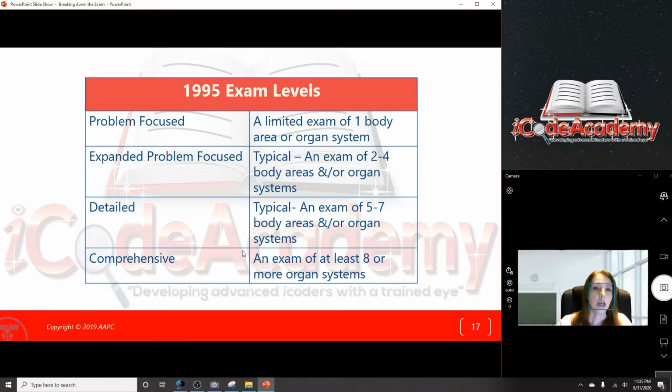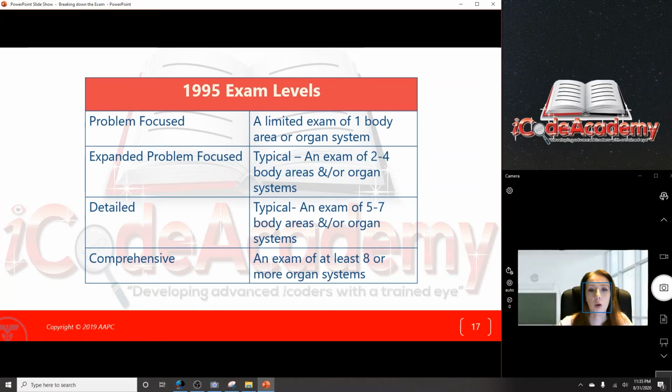All right. So let's put that all together as far as 1995 is concerned. So our overall 4 levels, again, is going to be problem focused. We've got expanded problem focused, detailed, and comprehensive. So how many elements or body areas and organ systems do we need for problem focused? Well, let's take a look at the chart here. We only need 1 body area or 1 organ system when we're talking about a problem focused exam.